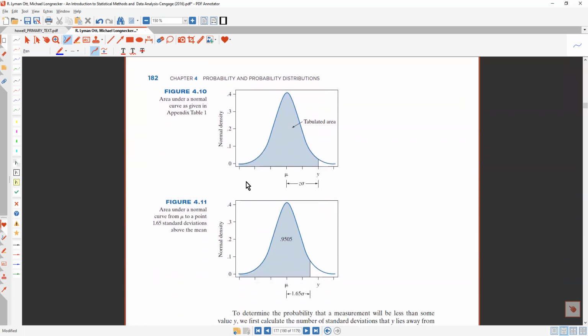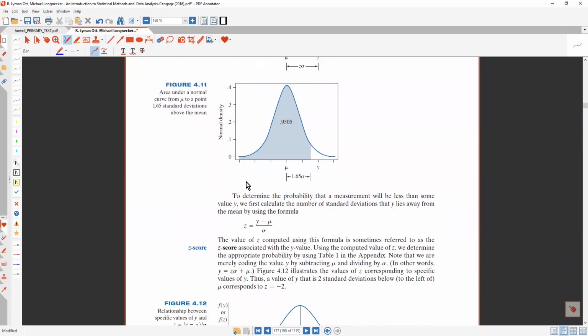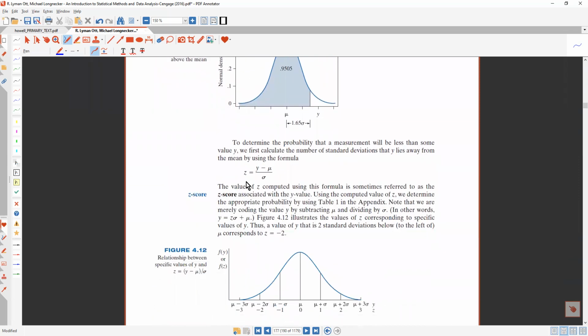Okay, so there's our different areas under the curve. Let's see how all this is computed. Well, we have to define what's known as a z-score. Okay, this is a z-score.